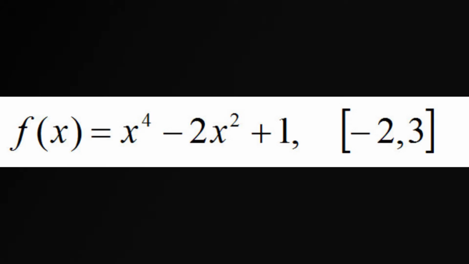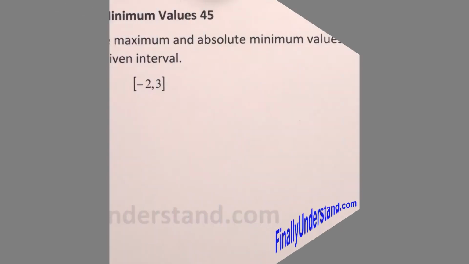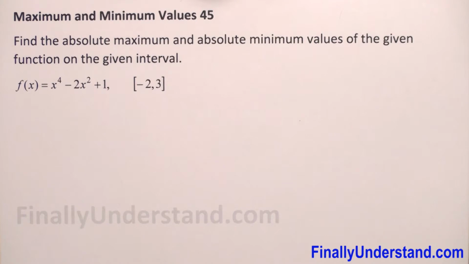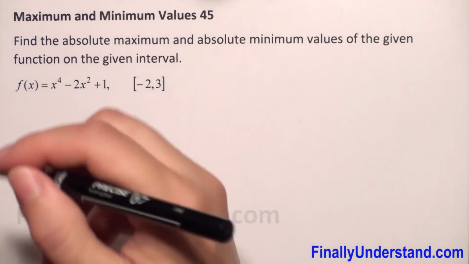We have polynomials, so our function is continuous everywhere. So in this closed interval, to find absolute maximum and absolute minimum, we need to find the value of our function for all critical points and endpoints and take the largest and the smallest of these values. So to find critical points, we need the first derivative. So let's calculate this.